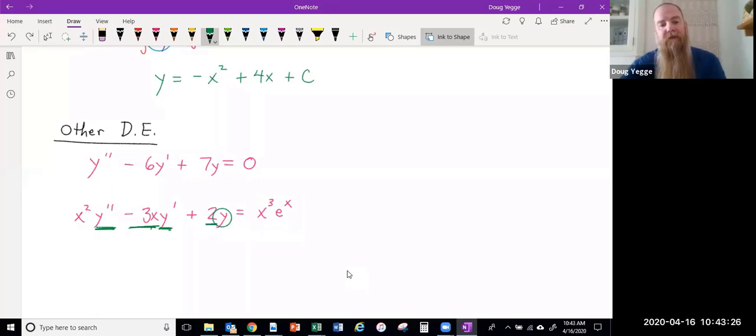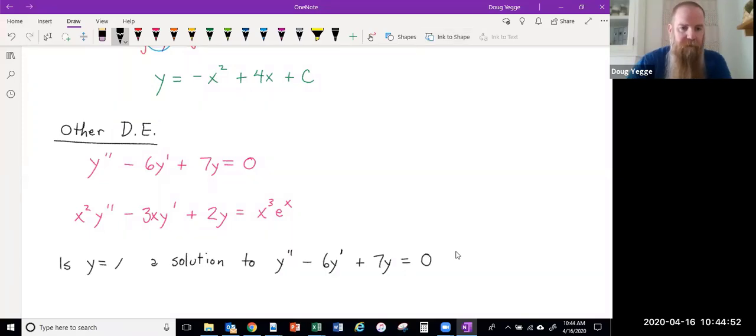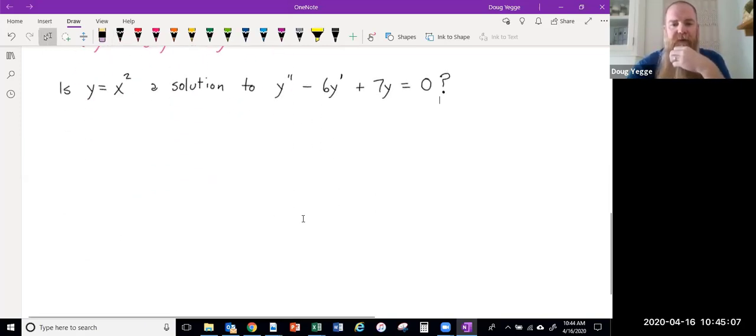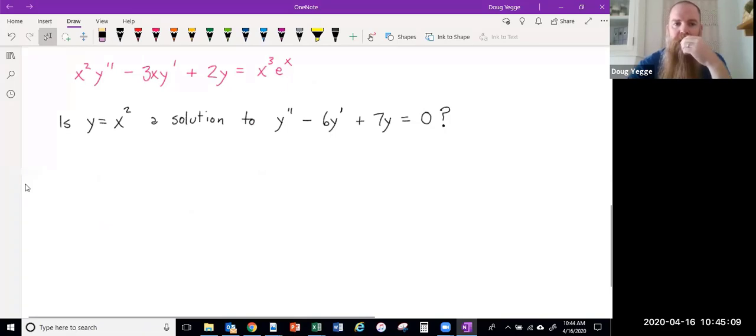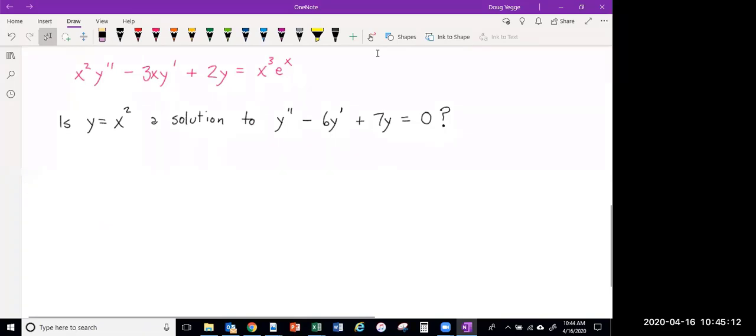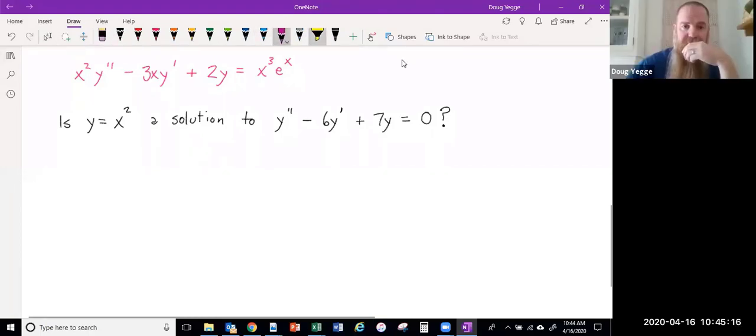Okay? So this is just kind of an introduction to differential equations. They could show up in all kinds of different forms, okay? But what I'd like to do is just verify. I'm going to tell you an answer to one of these, okay? Is y equals x squared a solution to this differential equation? Okay, any ideas on how I can determine whether or not this is? You could find the first and second derivatives of y equals x squared. Yeah, absolutely. And that's exactly what we should do.